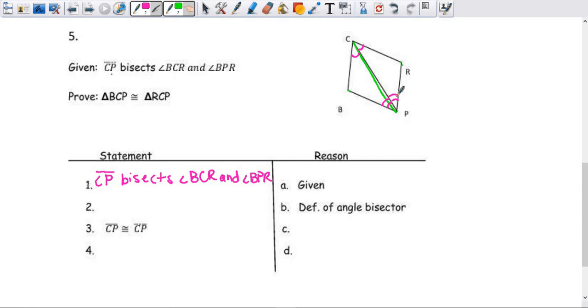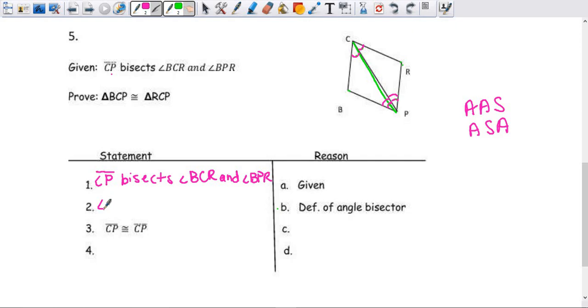So I already have two angles in my statement. So I'm either going to use angle, angle, side, or angle, side, angle. So I have two choices to choose from. Let's first start filling out our proof. It says that they use the definition of an angle bisector. Well, when I used the definition of an angle bisector, I drew these congruency markings in these ones. So let's just write that as a statement.